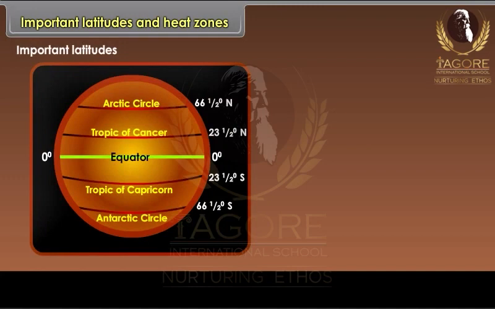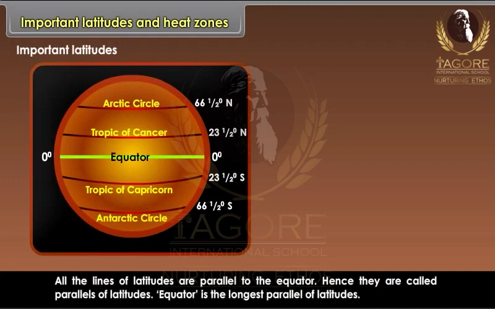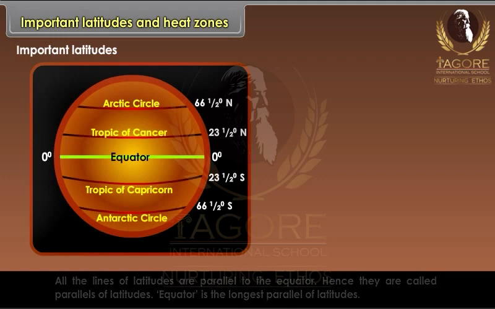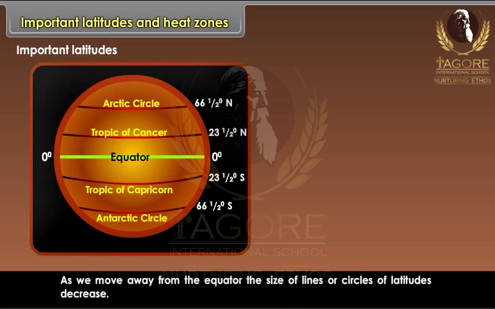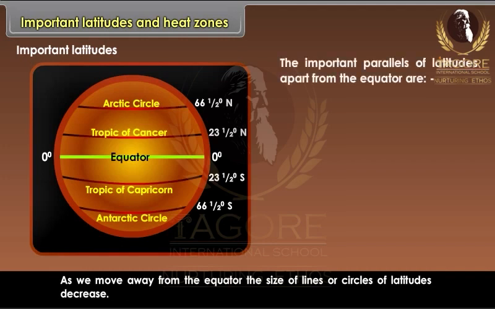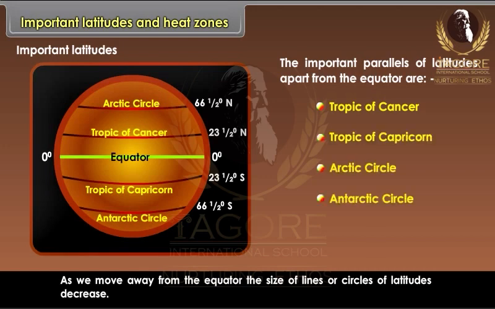Important latitudes. All the lines of latitudes are parallel to the equator. Hence, they are called parallels of latitudes. Equator is the longest parallel of latitudes. As we move away from the equator, the size of lines or circles of latitudes decrease. The important parallels of latitudes apart from the equator are Tropic of Cancer, Tropic of Capricorn, Arctic Circle, Antarctic Circle.